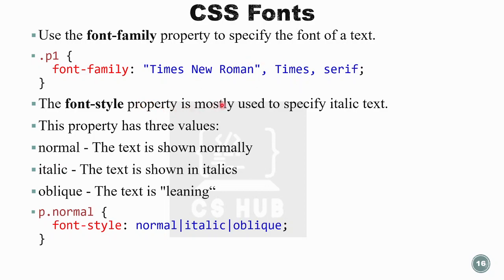Next, the first font property is font family. The second property is font style. Font style is mostly used to specify italic text. Okay, normal, italic, and oblique. These are the values of font style. Normal means normally written. Italic means the text is in italic, and oblique means the text is just leaning, not that italic. So font style normal or italic or oblique, any value can be used.